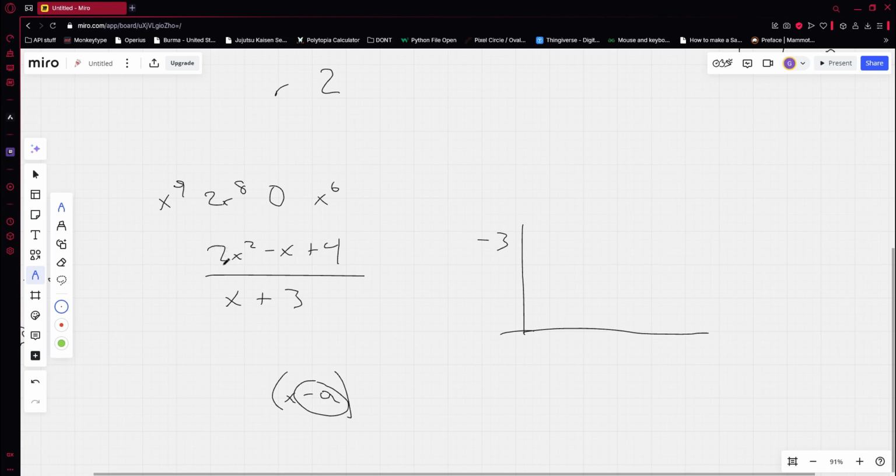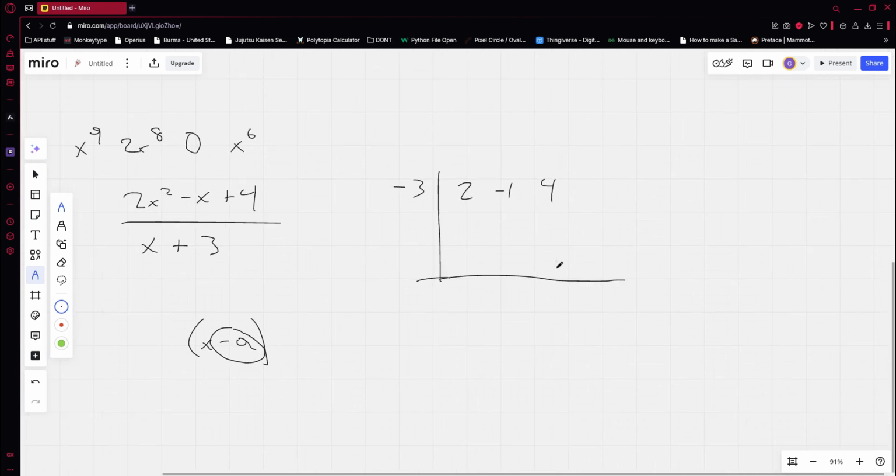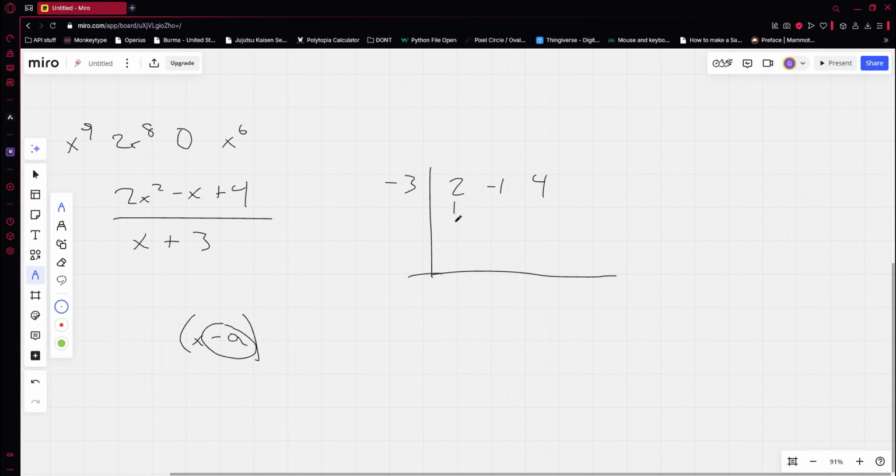But, so we have 2. We're just going to put a 2. We have negative x, that's negative 1. And we have 4, that's 4. Now what we do is we bring it down, 2 right there. And then we multiply with negative 3 times 2, negative 6. We bring it down. Combine these two, we get negative 7.